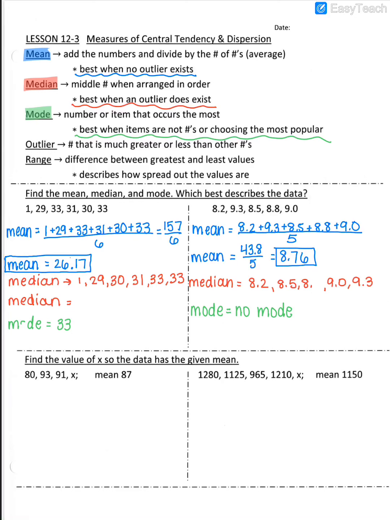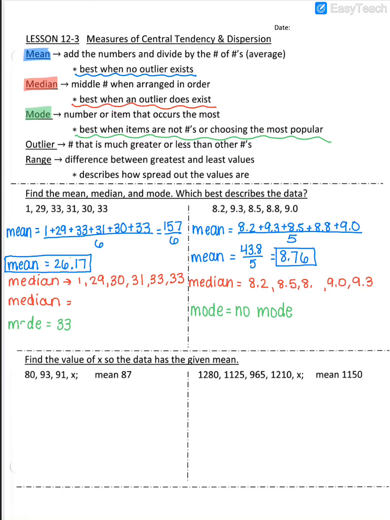Hey guys, so today we're going to be covering our next section in this data analysis chapter. I think it's going to look really familiar to you guys. Most of it you already probably know. We're going to be talking about mean, median, and mode today, as well as a couple other little vocabulary type terms that go along with those.